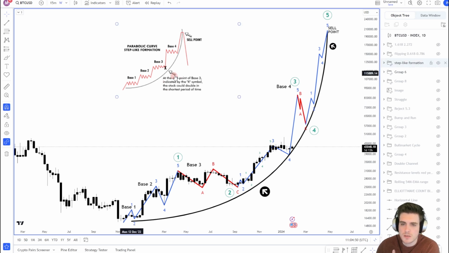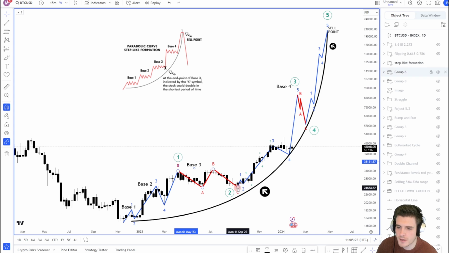Also, if we look at this small example of a parabolic curve, it often consists of about 3 bases. So if we take this as the first base, this the second, this the third base, then when price bounces from the end of base 3, it doubles in a very short time. Well, if we look here, it's 25k and we almost reached 50k already. So this is quite a short time to double for Bitcoin in price.